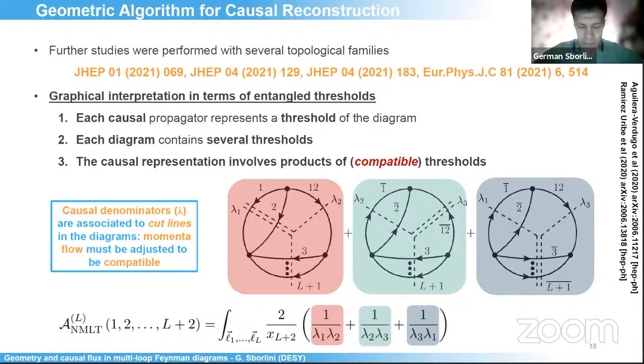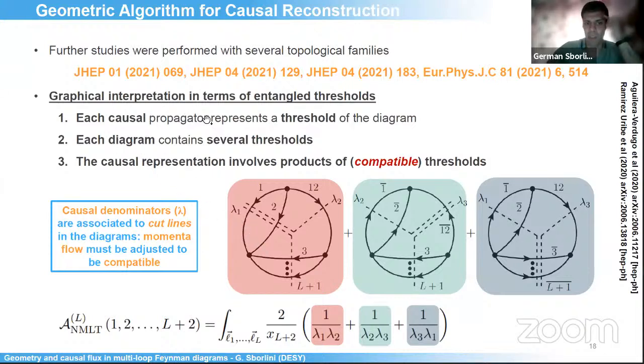Since it was very promising to be able to write the amplitudes by using only these lambdas, we kept on investigating this with several topologies and several processes that were presented in these papers here. In particular, in the last one, in the European Physical Journal, one of our collaborators published a code, Lotty, which is able to obtain a causal representation of generic multi-loop, multi-leg amplitudes. On the other hand, we were also able to develop a graphical or geometrical interpretation in terms of entangled thresholds.